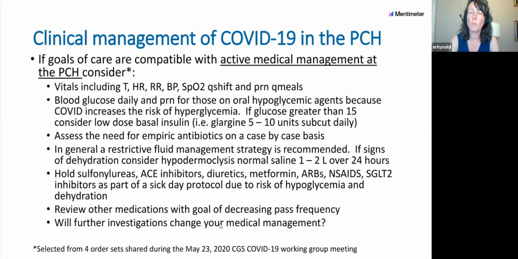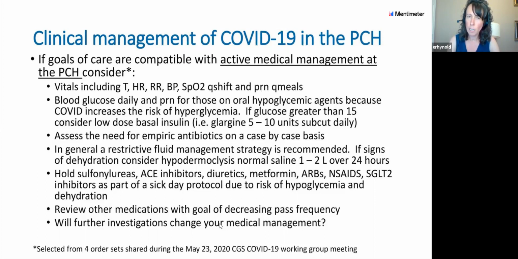Now, if somebody was more of a comfort and palliative goals of care, there also is the rationale in acute or the personal care home to not be doing the vitals and the blood glucose if it's not going to change their comfort. But this is more if we're still in that trial phase of active management in the PCH. I talked about the empiric antibiotics.